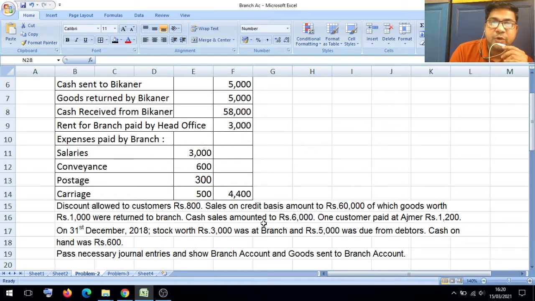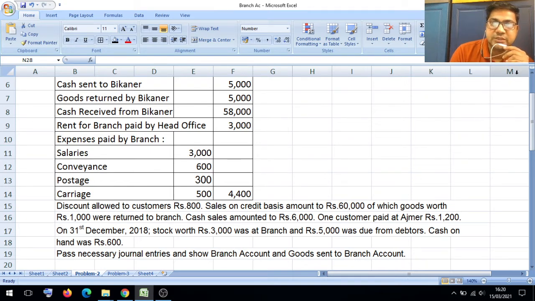Cash sales amount to rupees 6,000. One customer paid at Ajmer rupees 1,200 on 31st December 2018. Stock worth rupees 3,000 was at branch and 5,000 was due from debtors. Cash on hand was 600. Pass necessary general entries and show branch account and goods sent to branch account.